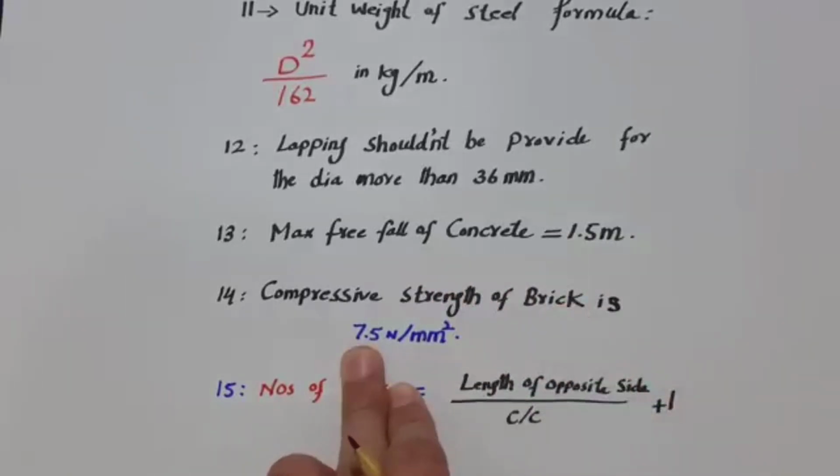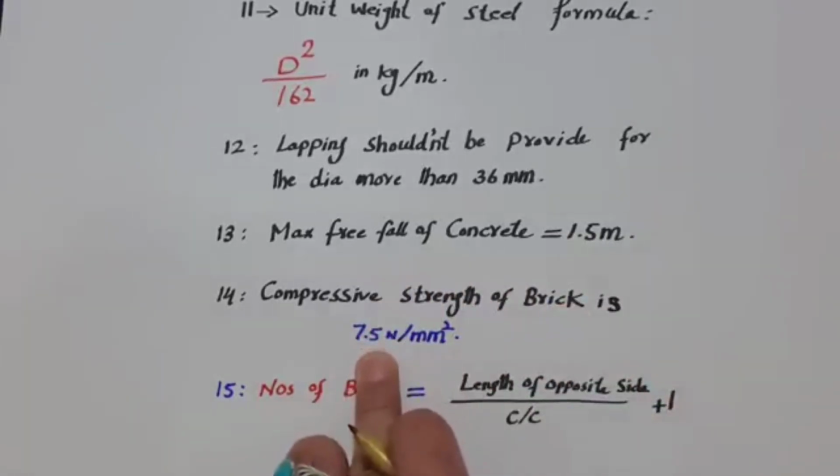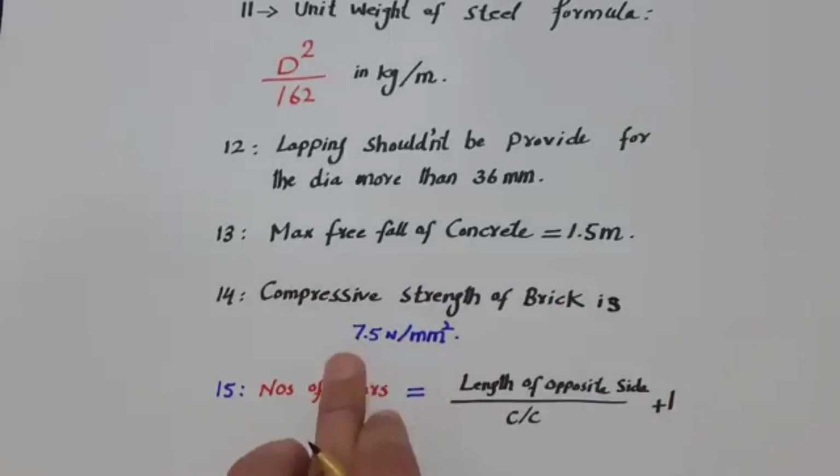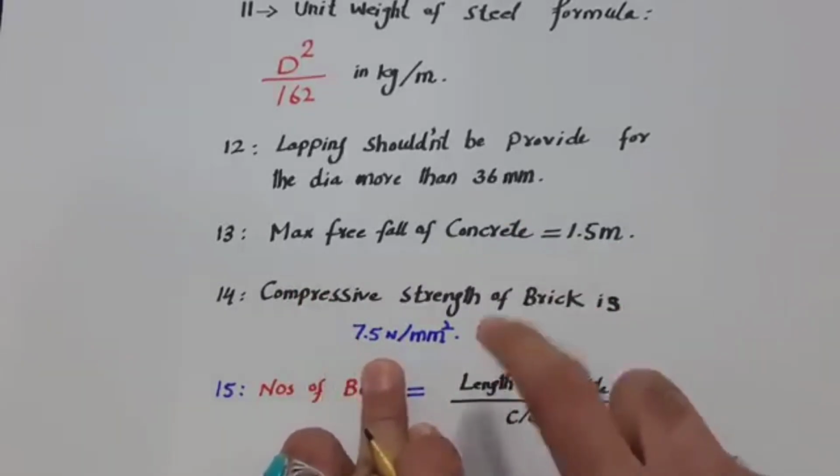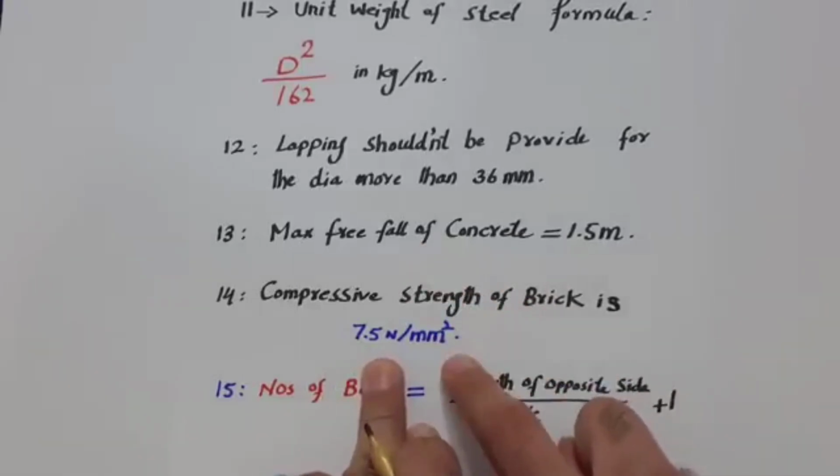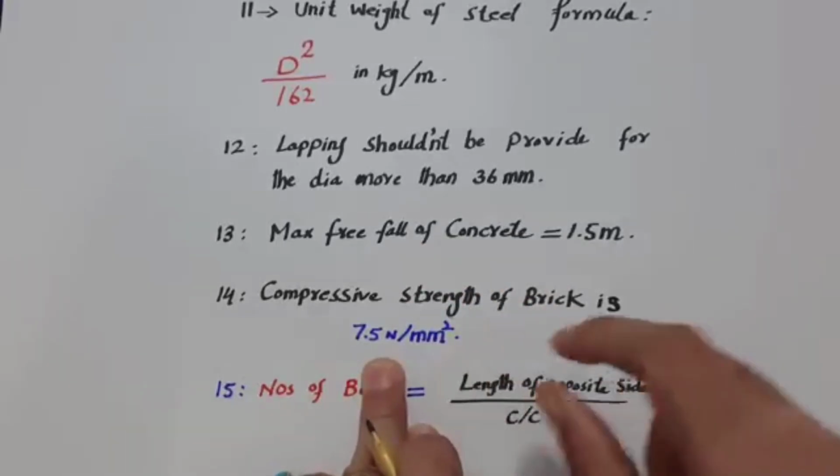The 14th one is, guys, compressive strength of brick is 7.5 Newton per mm square. It doesn't mean it should be exactly 7.5, but it should not be less than that. The compressive strength of the brick should not be less than 7.5 Newton per mm square generally.